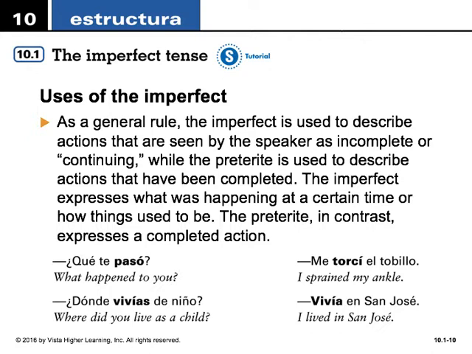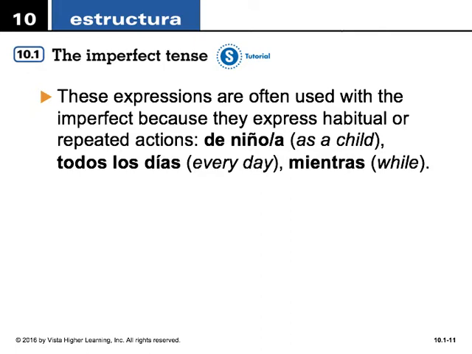Or ¿dónde vivías de niño? Where did you live as a child? Or where did you used to live? Continuous sort of. Vivía en San José. I lived in San José. These expressions are often used with the imperfect because they express habitual or repeated actions, like de niño or de niña, as a child, or todos los días, every day, o mientras, while.